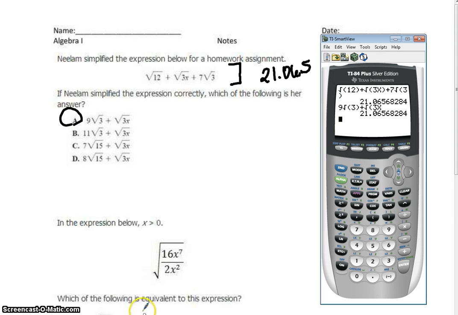But on the EOC and even on your homework, don't just take a chance of that because you might have typed something wrong. Check the others out. It doesn't take long to put stuff in your calculator.